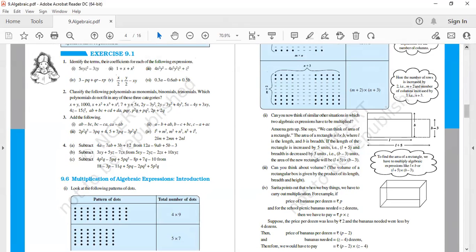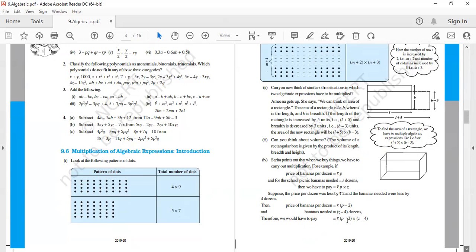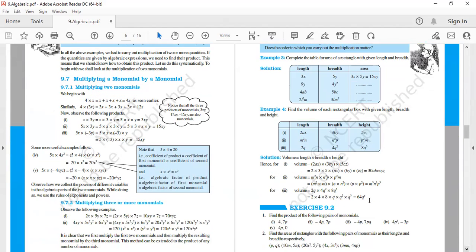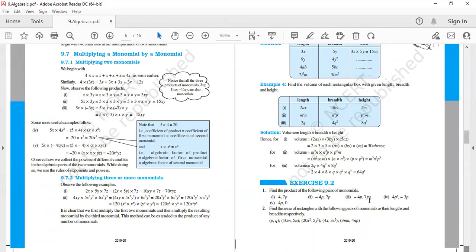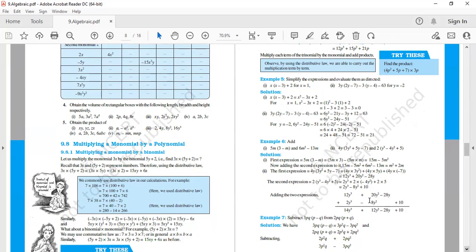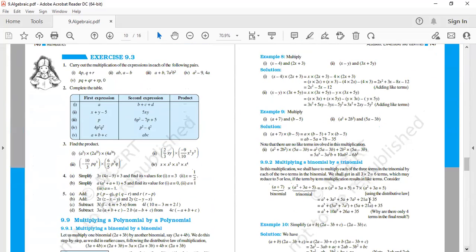So look here, an introduction to multiplication of algebraic expressions will be given. Let me see the part on multiplication of a monomial by a monomial, two monomials, then three or more monomials. Then a monomial by a polynomial, meaning a binomial or trinomial. So these are in your syllabus.